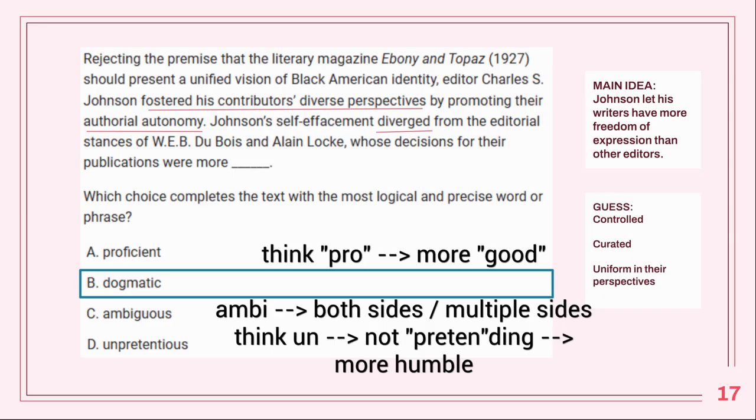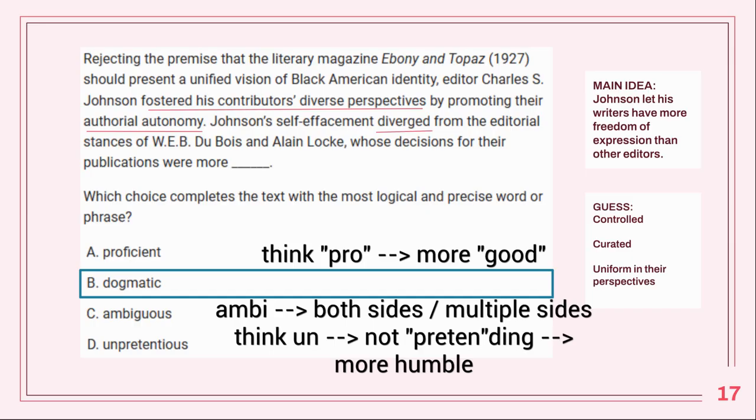So A, proficient. Proficient means better. If they were more proficient, that means they were better at their job. They were more efficient or something like that. But we're not saying one is more proficient, or that one is better than the other. We're just saying that they're different. It doesn't say that Johnson is better or Du Bois and Locke were better. So proficient is not the right comparison to make here. C, ambiguous. That is actually kind of the opposite of what we want to say.